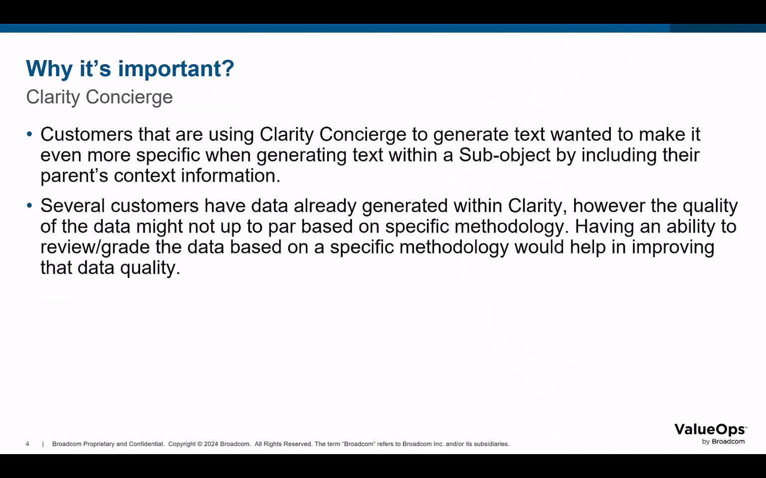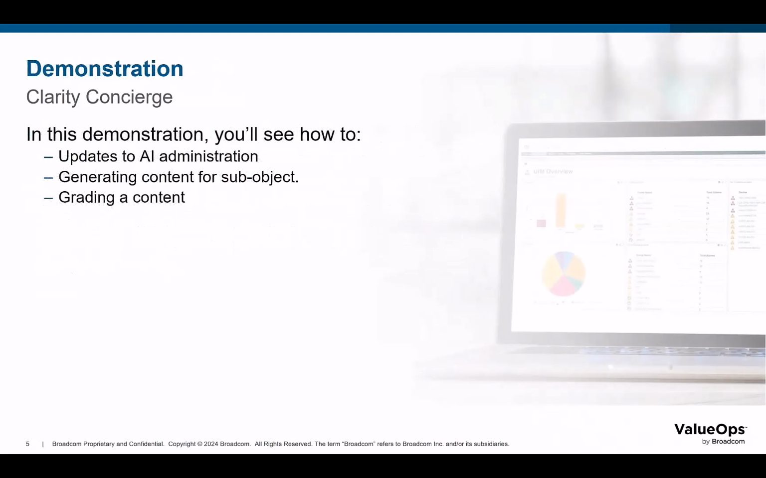And secondly, customers that already have data populated in Clarity, instead of going and changing all of that to make it more relevant, can now use the AI, or Clarity Concierge, to grade and provide guidance as to how that data quality could be improved. So with that, let's jump into the product and see how this functionality would work.